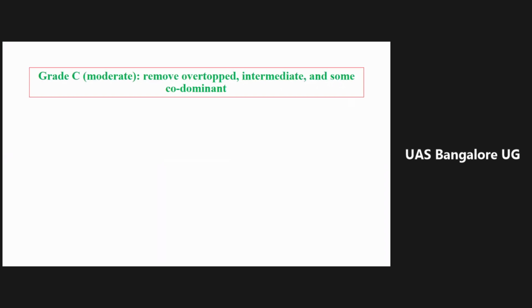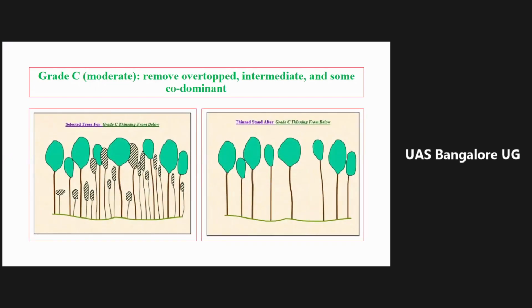low thinning intensity is grade C, also called the moderate one. Okay, here mainly the overtopped, that is suppressed trees, and also intermediate and only some codominant trees are removed from the stand. You can see the first picture, the selected trees for the grade C thinning from below. That is mainly the dotted lines, and after grade C thinning from below, we can find only the dominant trees and only a few codominant trees in the stand.